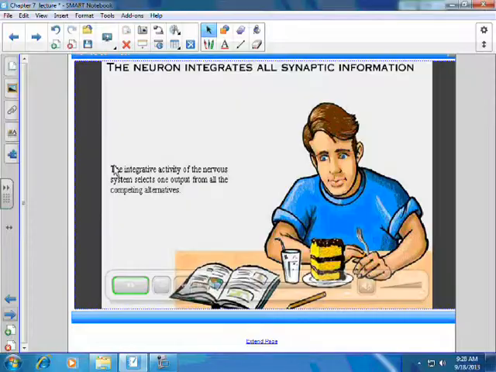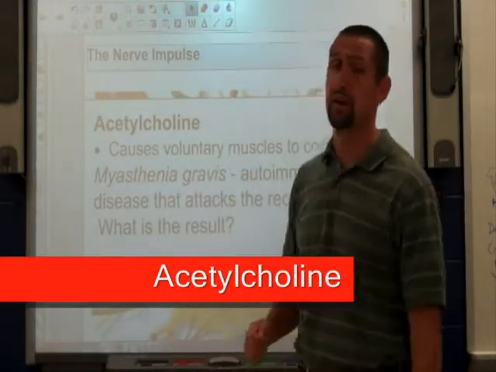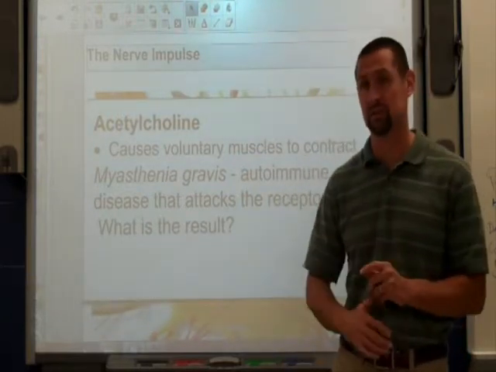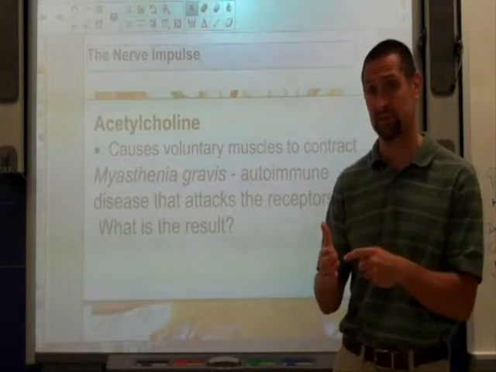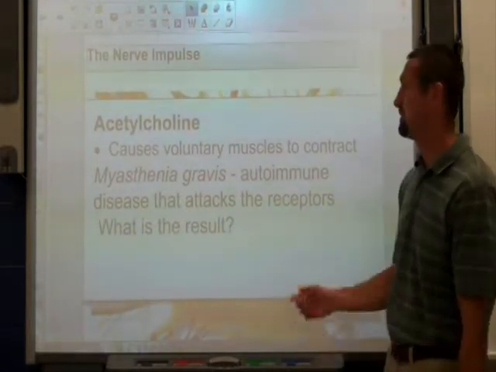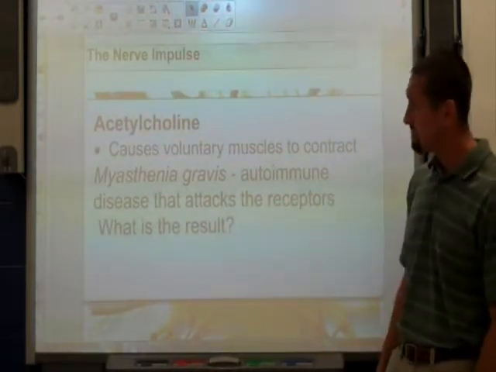Here are some different neurotransmitters that are fairly common in the human body. Acetylcholine is a very common neurotransmitter. It's going to cross between all the nerve and muscle junctions. So anytime a nerve terminates at a muscle, there's going to be some acetylcholine being transmitted at that junction. So its main job right here, causing voluntary muscles to contract.